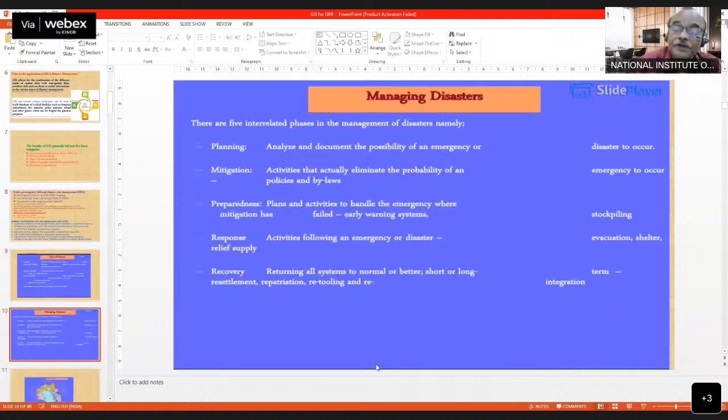And for managing disasters as well as this DRR plan, Dr. and Mr. Arun said planning, mitigation, preparedness, response, recovery. Those are the same things here also, but we'll be managing them in software as well as with this satellite data.